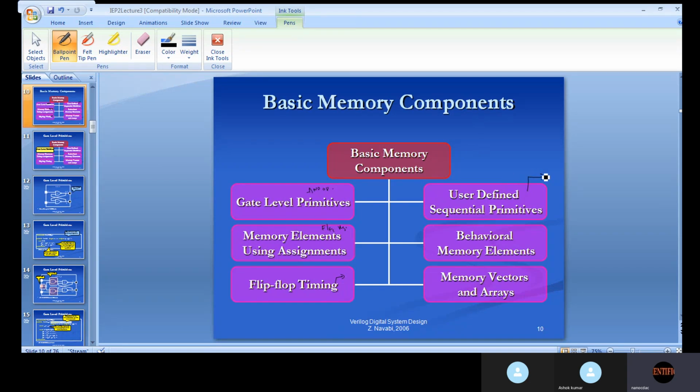User defined sequential primitives: let us suppose a truth table 0 0, 0 1, 1 0, 1 1. All these are sequential primitives. Behavioral memory elements are a single SRAM cell or DRAM cell. Memory vectors and arrays are nothing but a vector, generally 4x4 vectors. These are vectors and arrays.